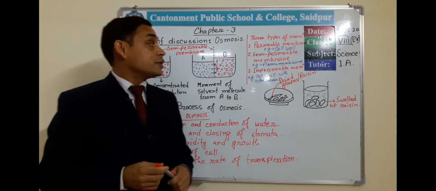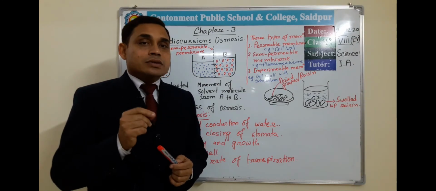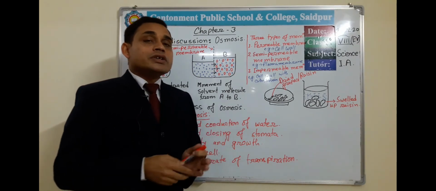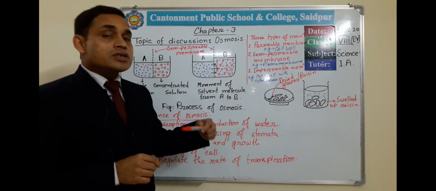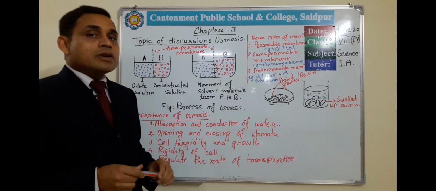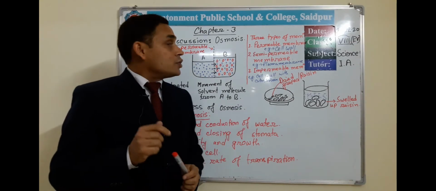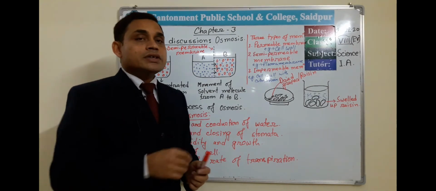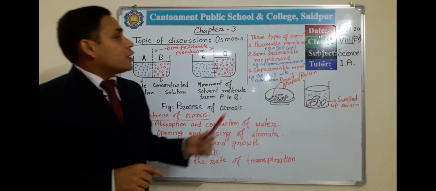So I want to define what is permeable membrane, what is semi-permeable membrane, and what is impermeable membrane. Permeable membrane is the membrane which allows both the solute and solvent to pass. As you know, solute and solvent together mix up and form a solution. An example of permeable membrane is the cell wall present in plant cell. Through this cell wall all types of solute and solvent can very easily go inside the cell.